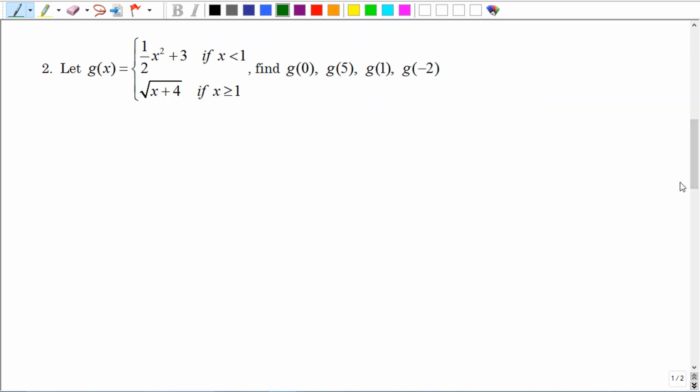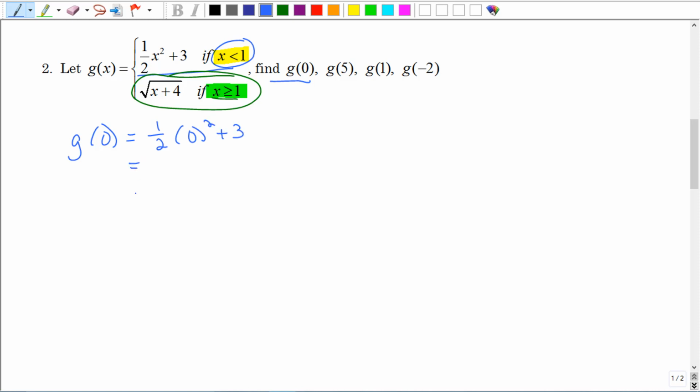This function is called a piecewise function because we have two pieces. We have this piece for the domain, if you recall that, those are your x values, for the domain where x is less than 1, and then we have this piece when the domain is greater than or equal to 1. So here we asked to find g of 0. So your question is 0 less than 1 or is it greater than 1? Well, of course it's less than 1, so that means I'm going to use the top piece to evaluate that function. And again, all of that is 0 plus 3 is 3.